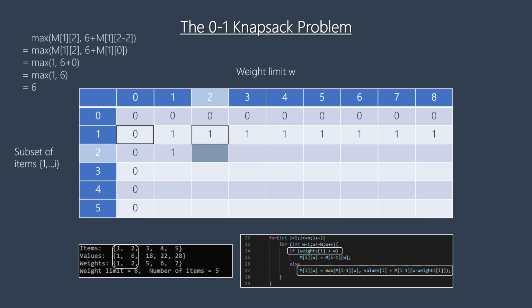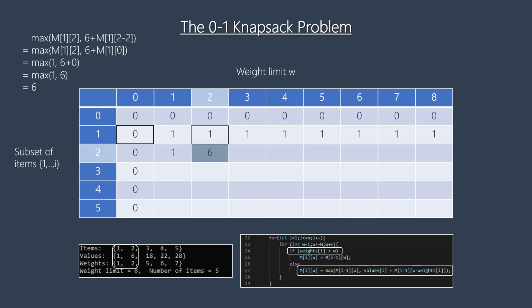If we include item 2, then we'll need to subtract the weight of item 2 from the current weight limit, and add the value of our current item 2 to our previously calculated value for a subset of items 1 with a weight limit of 0. This will just leave us with a value of 6 plus 0. Or if we do not include item 2 and instead use our previously calculated optimal value for 1, 2. Well, since item 2 has a value of 6 and our first item only had a value of 1, it would of course be optimal to include item 2. Therefore, we can update the value of 2, 2 to our newfound optimal value of 6.